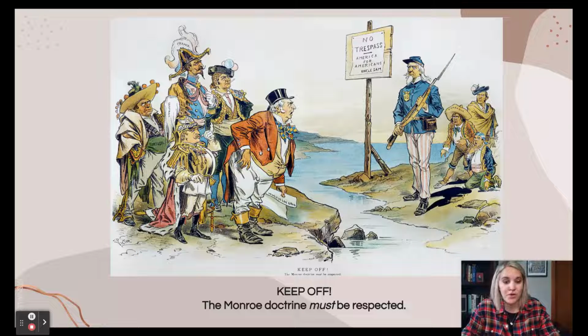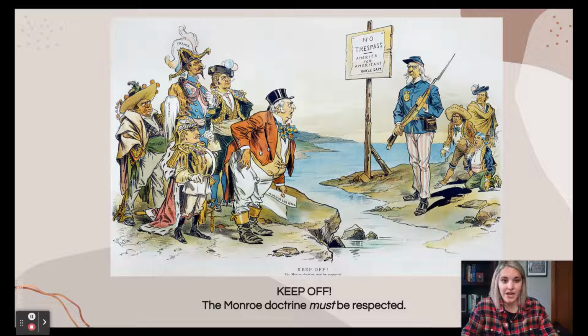So political cartoons of the Monroe Doctrine are abundant, and many of them are referenced again, especially during the Age of Imperialism with Teddy Roosevelt. So here's one called "Keep Off, the Monroe Doctrine Must Be Respected."